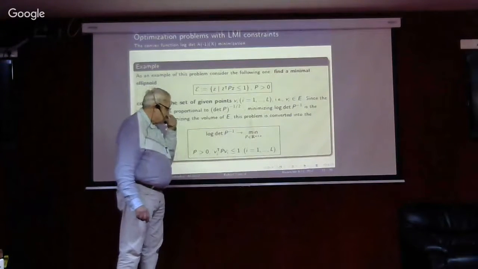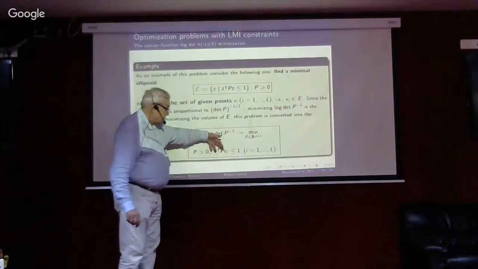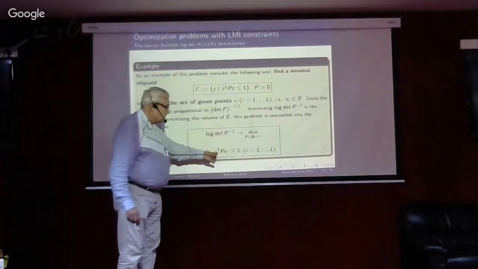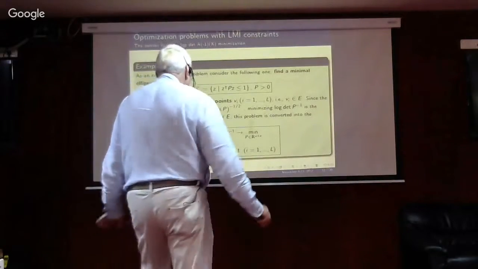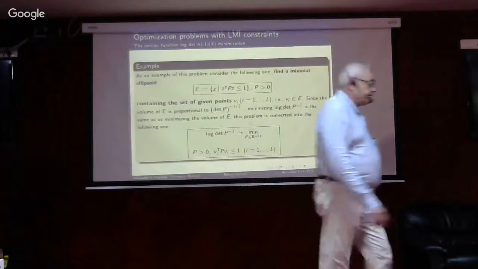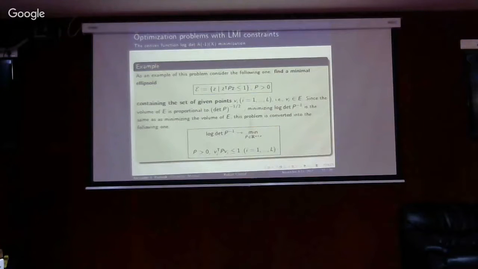It's very easy to represent this functional. You can also represent it as a quadratic form, or using the Schur complement. How to represent this expression: V_i transpose P V_i less than or equal to 1. This means inside of the ellipsoid. We can put the left-hand side, or it's better the right-hand side.